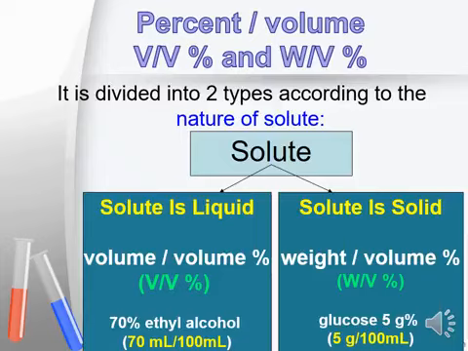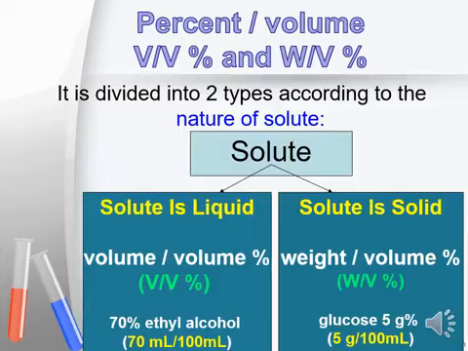What about the percentage when the solute is solid? When the solute is solid, it will be a mass or a weight. So it will be expressed as weight per volume percentage, or W per V percentage. Can you give me an example for a solid solute?